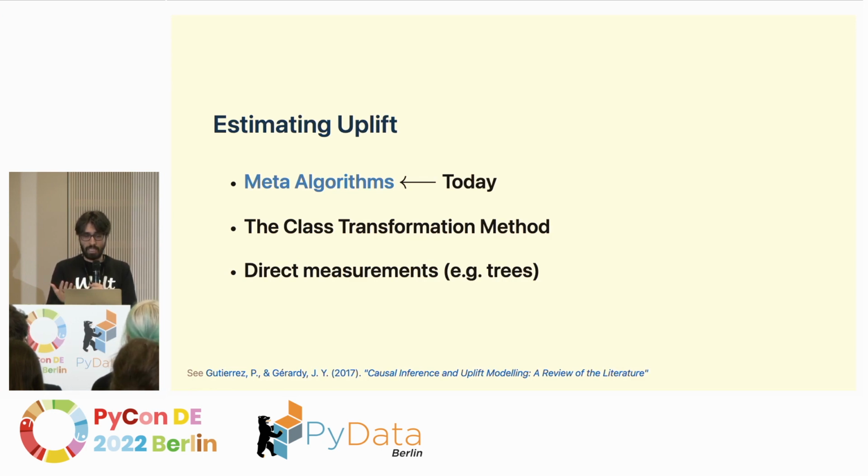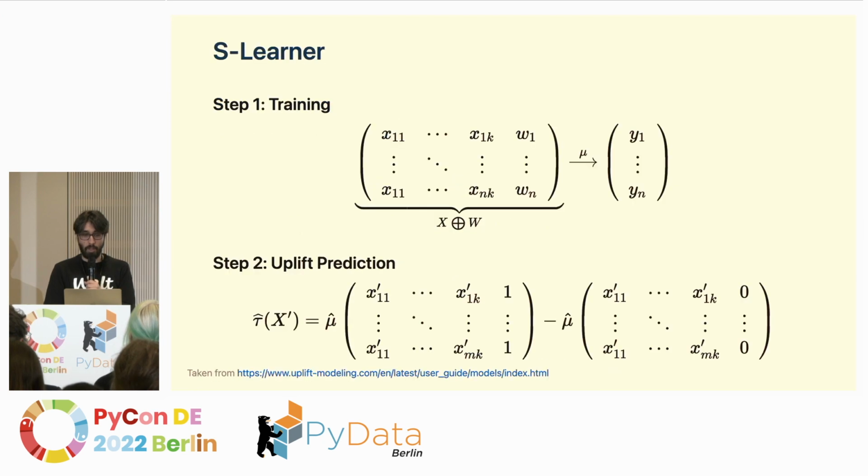And meta just means that we're going to use any kind of arbitrary models to estimate this difference between these expected values. So I'm going to talk about 3 of these meta learners. The first one is called the S-learner. And what we do here is the following.